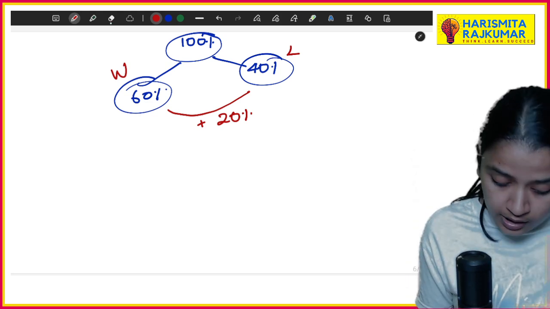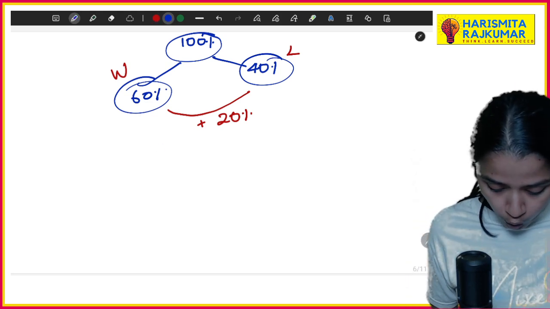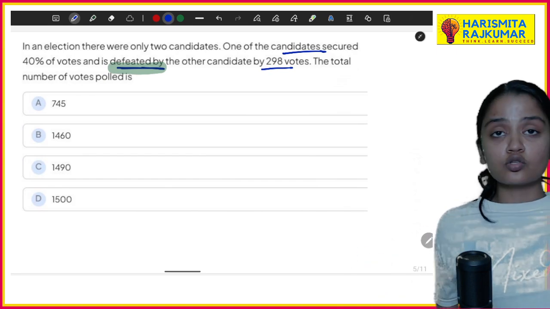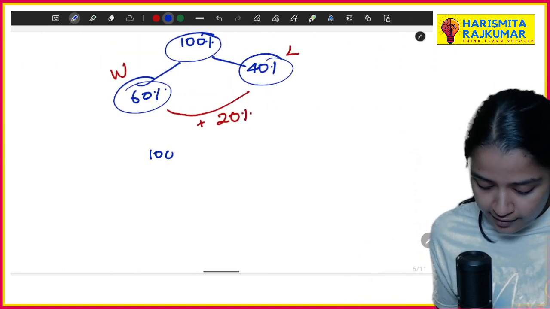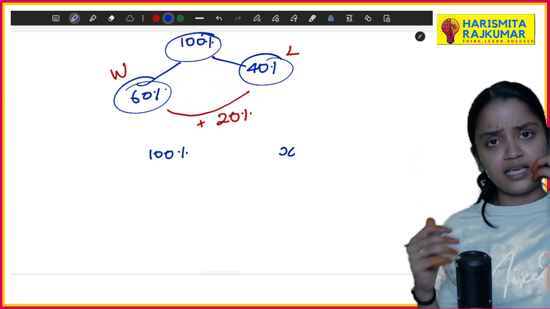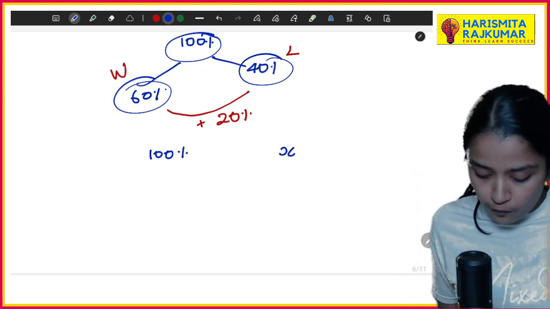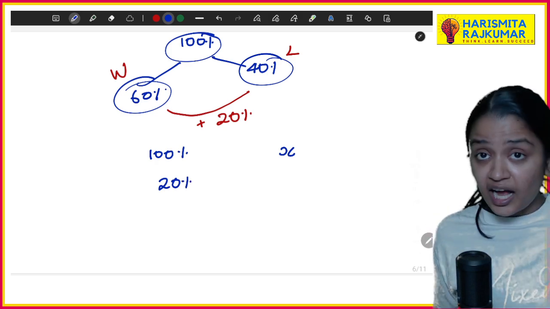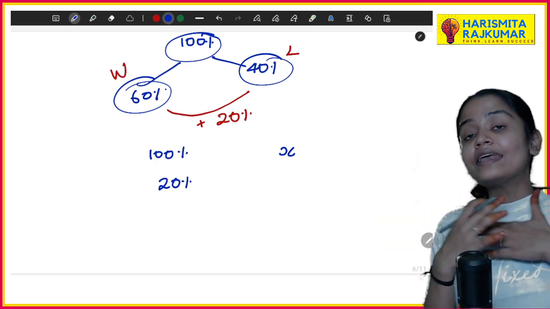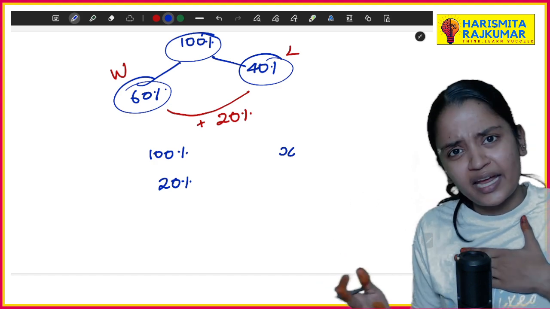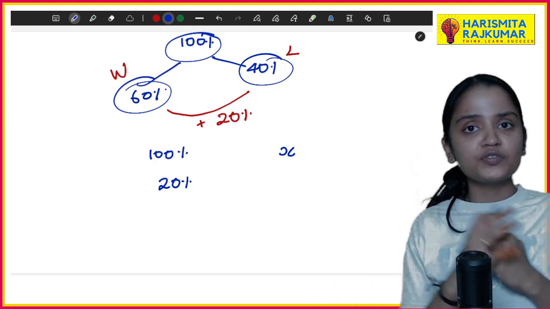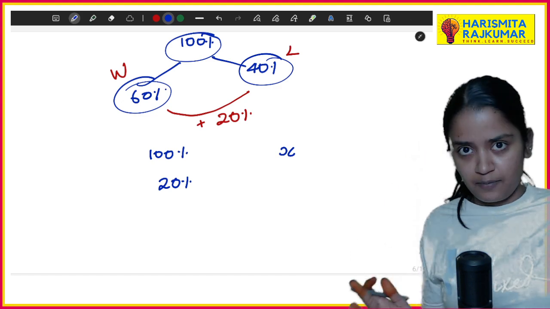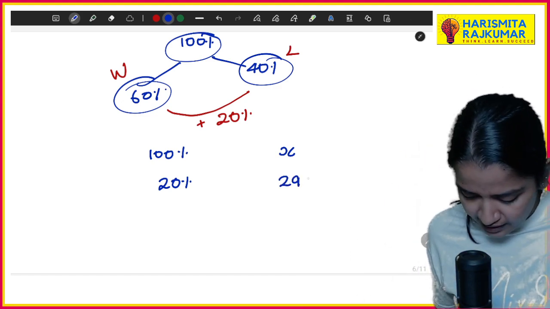So the difference in losing and winning is 20%. Now let me see. For 100%, they are asking the total number of votes. So for 100%, let us say there are X number of votes. For 20%, I told you, the difference. If I am winning by 298 or making someone lose by 298, the difference is the same. As I already told you, it is 298.